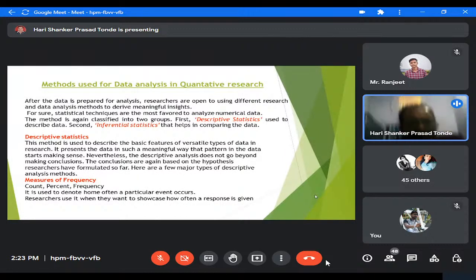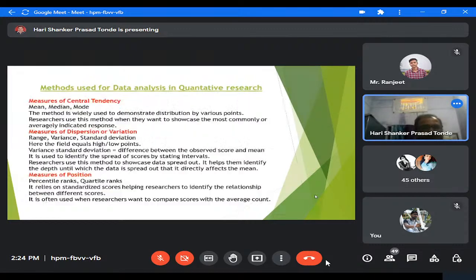Descriptive statistics involve describing the basic features of versatile types of data in research. It presents the data in such a meaningful way that patterns in the data start making sense. Nevertheless, the descriptive analysis does not go beyond making conclusions. Next one is the measures of frequency, and that is descriptive statistics. It counts percent frequency. It is used to denote how often a particular event or score occurs. Researchers use it when they want to showcase when a response is given. So this we have already discussed.